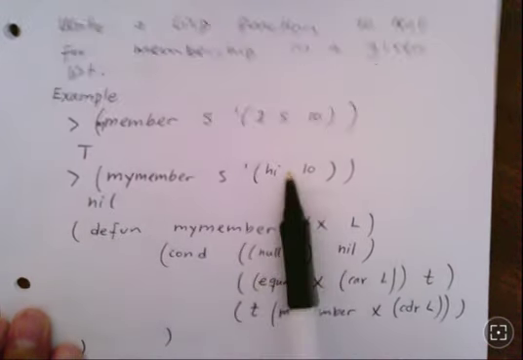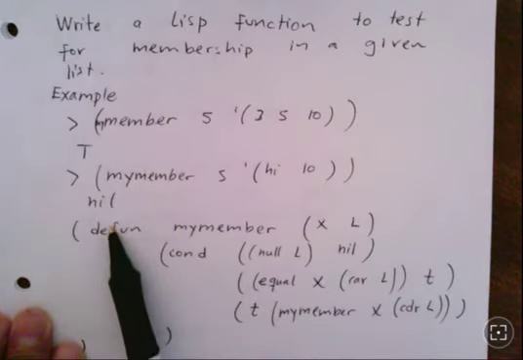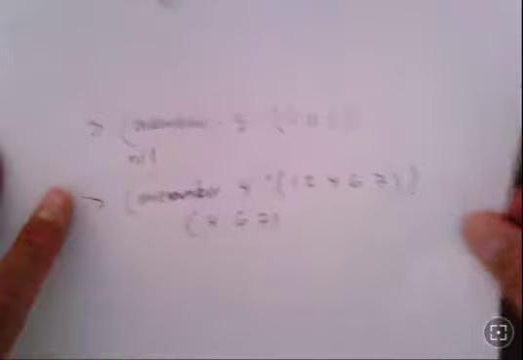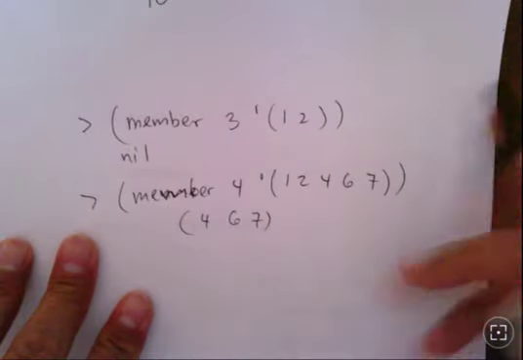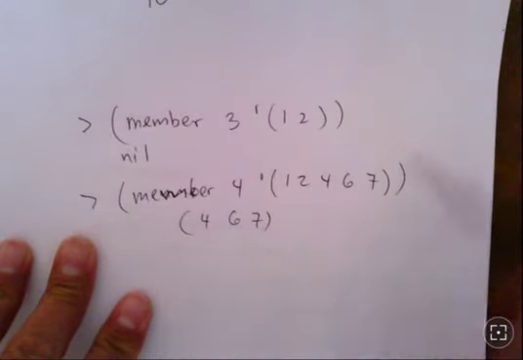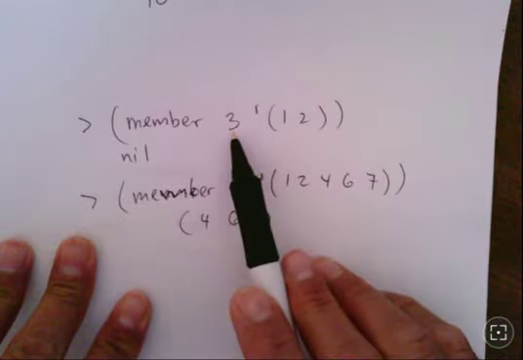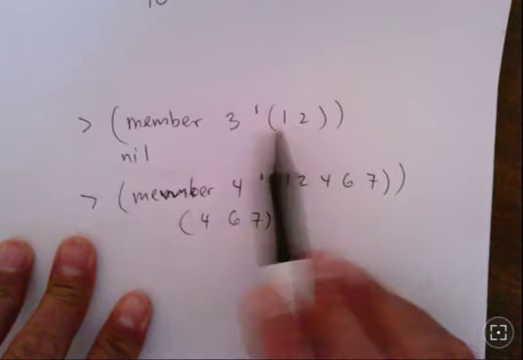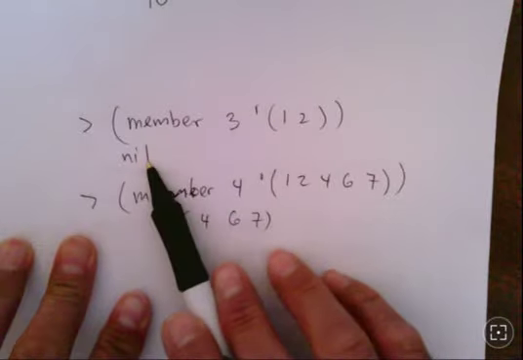When it's not, it returns nil, which means false. In our built-in definition that we did before, it's very similar. It works the same way. Like I said, it's just an additional practice. Like in this case, when we check for 3 to be a member of the list, when it's not a member, we get nil.